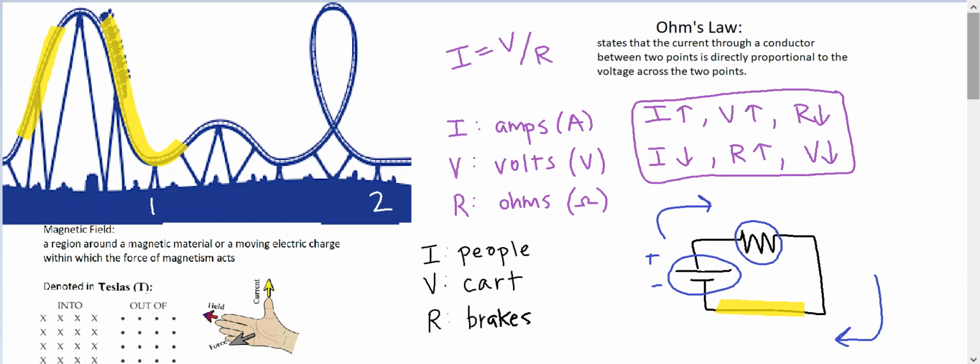A magnetic field is a region around a magnetic material or a moving electric charge within which the force of magnetism acts. In other terms, it's the proximity you have to be in to feel the gust of wind from the roller coaster, or the magnetism from the current traveling through the wire. Magnetic field is measured in Teslas, denoted by capital T, and oftentimes in problems we'll see it called the B field. So the B field and magnetic field are interchangeable. When we are denoting the B field, as I said, it's an area, but when you denote it on paper, you use either X's or O's.